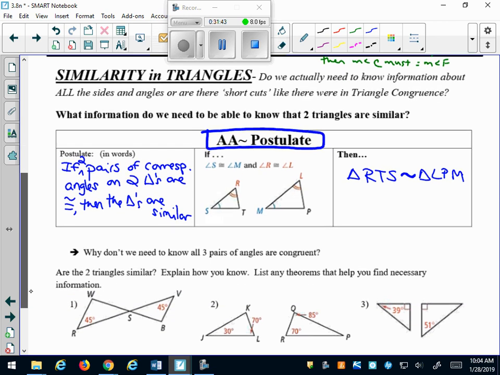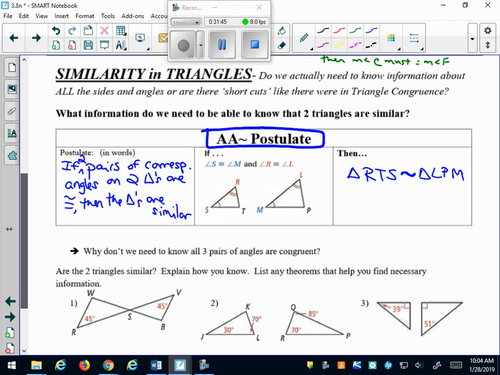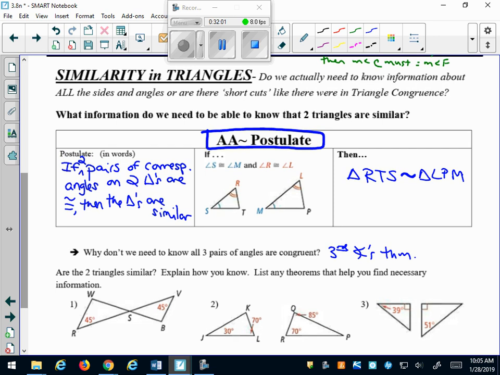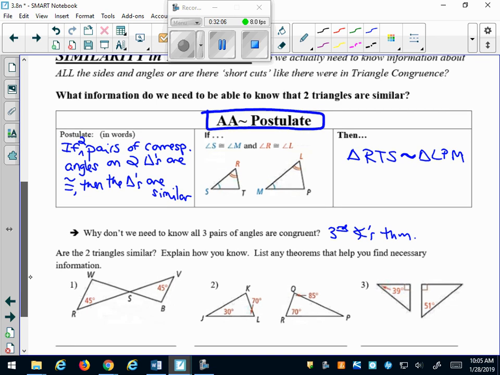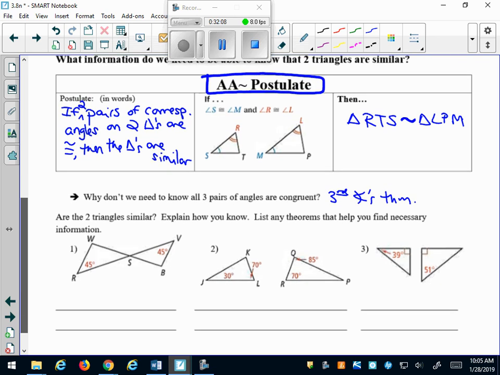So why is this not called the AAA postulate? How come we don't need to know all three? Yeah, the third angles theorem basically says that if you know two, the third one's going to be congruent anyway, so we don't really need to call it the AAA postulate because we really only need two angles at a time. So why don't we need to know all three pairs? Because of the third angles theorem, basically.